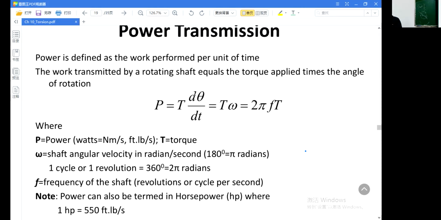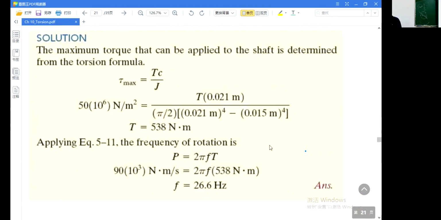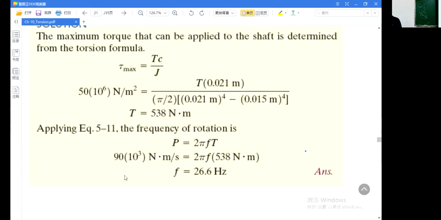So in this case we know T, and we know P, 90 kilowatt. 1 watt is 1 Newton meter per second. Yes or no? So 90 times 1,000 equals T times 2 pi f. So we can find f is 26.6 revolutions per second.